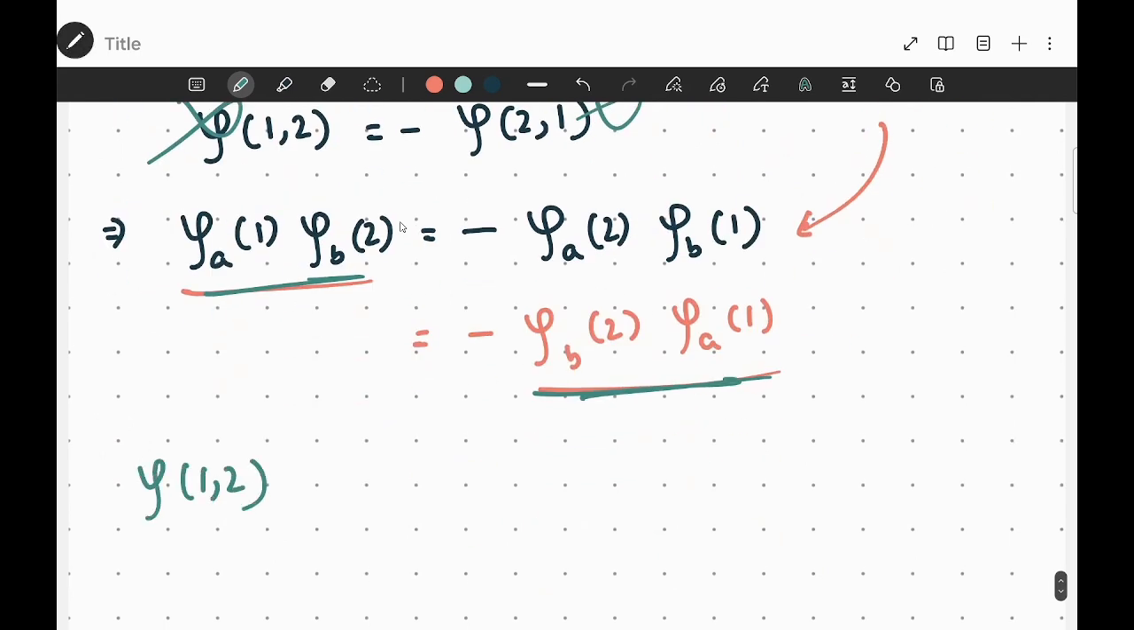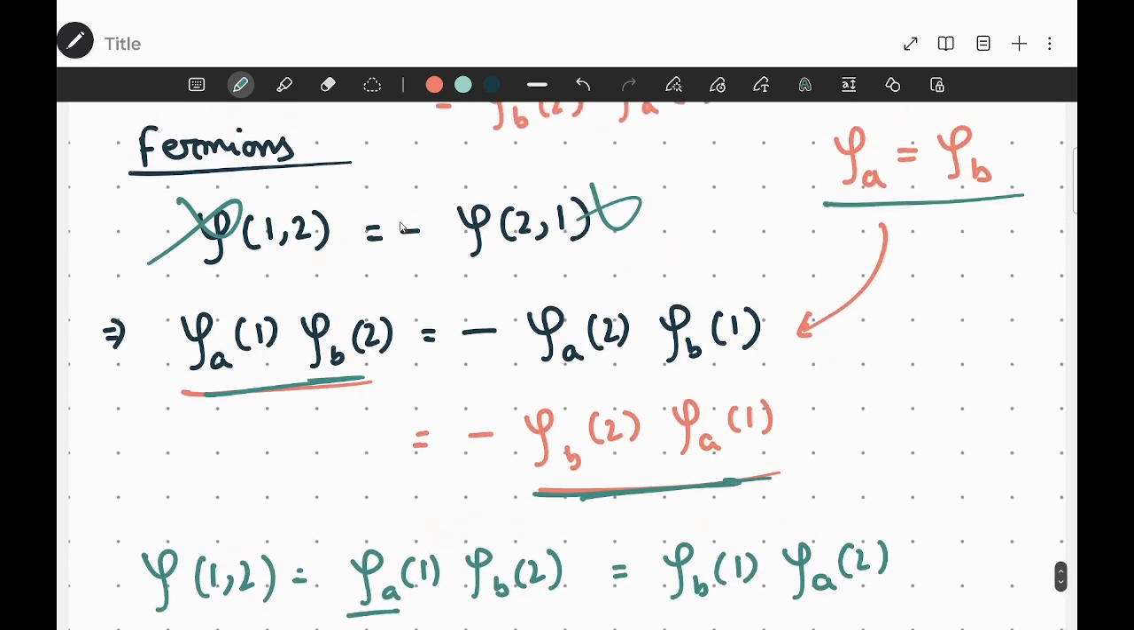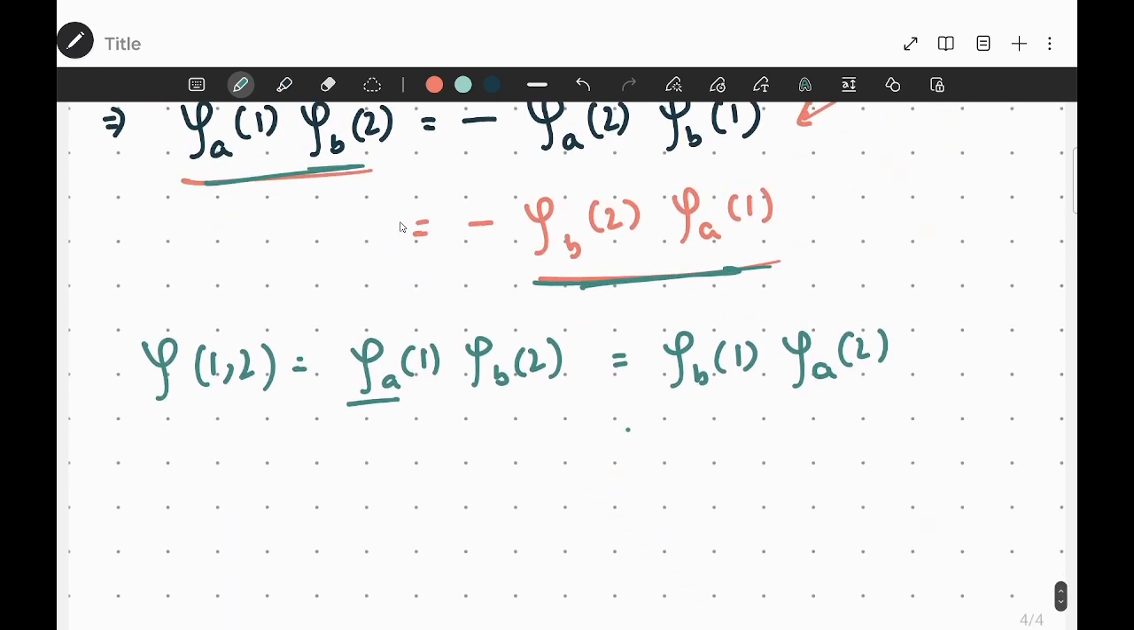If psi 1 2 is a valid acceptable wave function, then psi 1 2 should equal minus psi 2 1 for fermions. But if psi 1 2 equals psi A1 psi B2, then what can you write? Psi A1 is psi B1 and this is psi A2, because you know these things. So what does it mean? Psi 1 2 and psi 2 1 are the same with a plus sign.